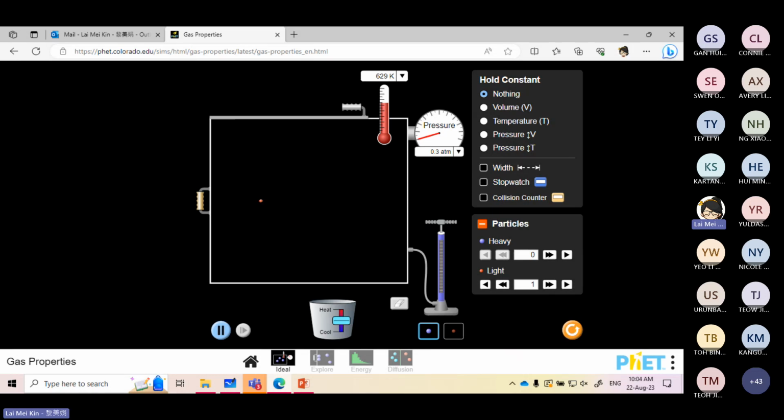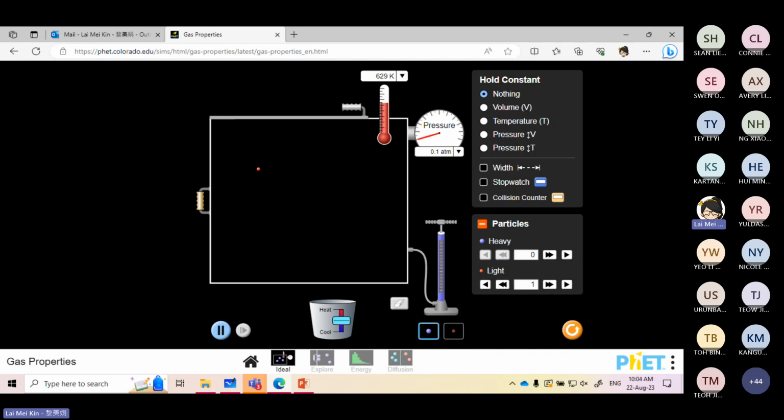Definitely, if you have a gas molecule or a gas atom, it will be very small, you cannot see it. What can you say regarding the size of one gas molecule when you compare it to the volume? Is the size significant or not significant? Not significant, because the size of the particle is very small.